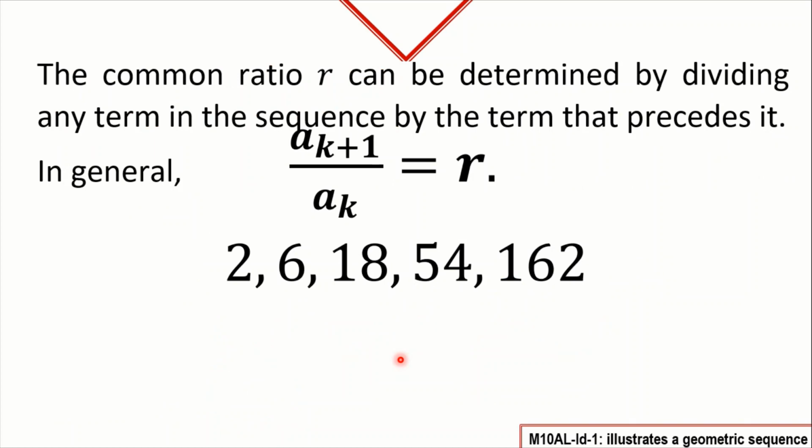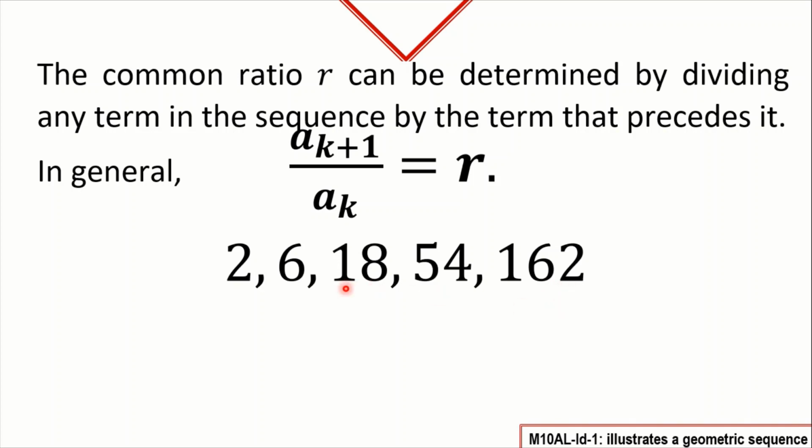The common ratio R can be determined by dividing any term in the sequence by the term that precedes it. So in general, it can be illustrated using A sub k plus 1 over A sub k that is equal to common ratio R. So para mas maintindihan itong illustration na ito, let's have 2, 6, 18, 54, and 162.